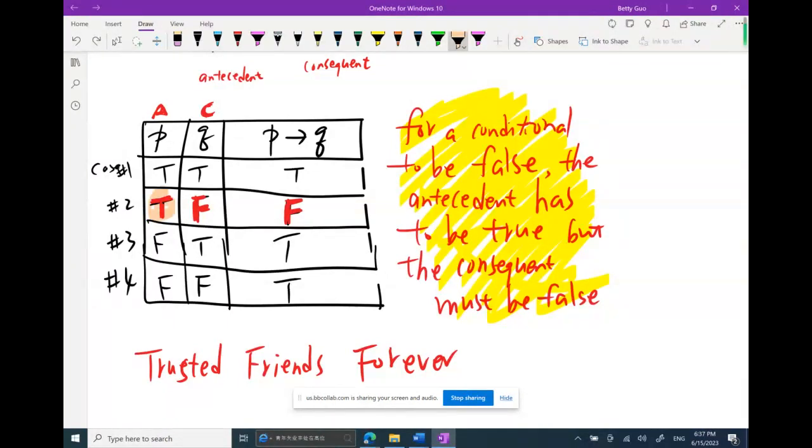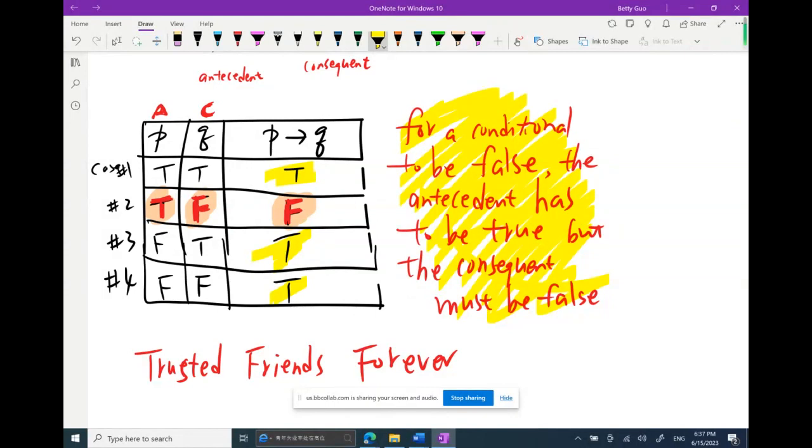Use the words "trust the friends forever." Only trust the friends forever. So "trusted" is the antecedent, "friends" is the consequent, and that gives you the false value for the conditional. And all others are temporary. If it's not "trust the friends," they are temporary.